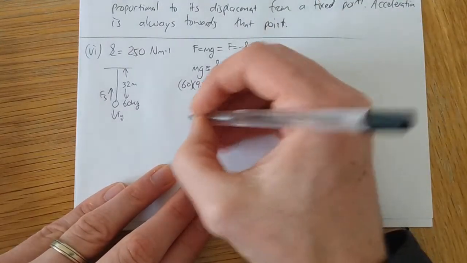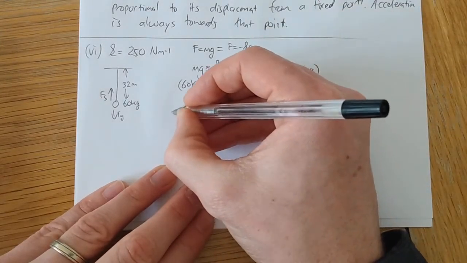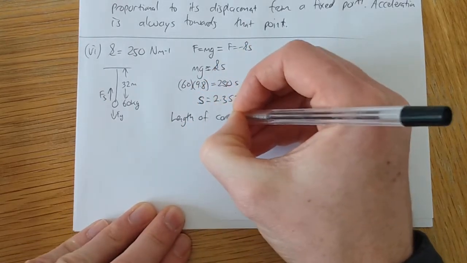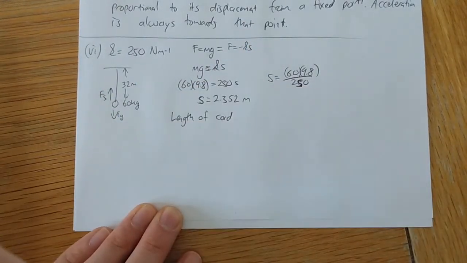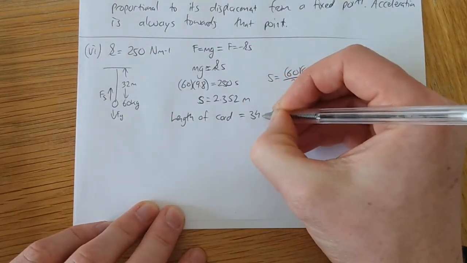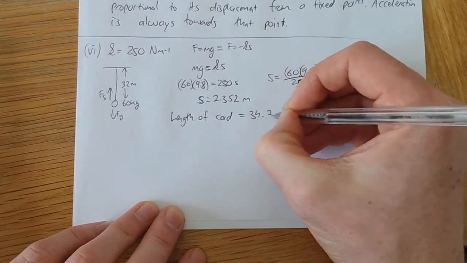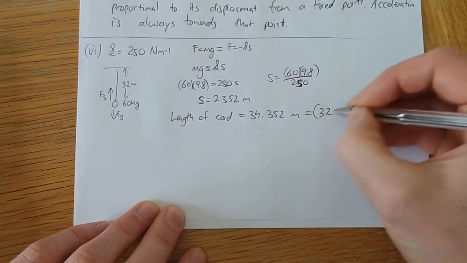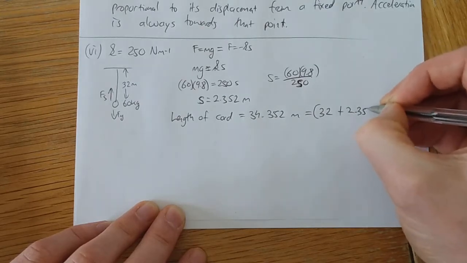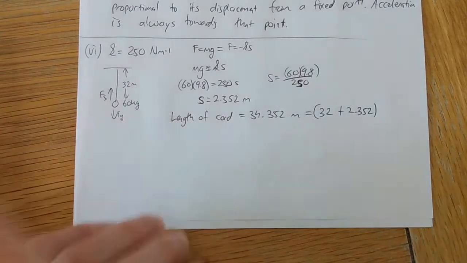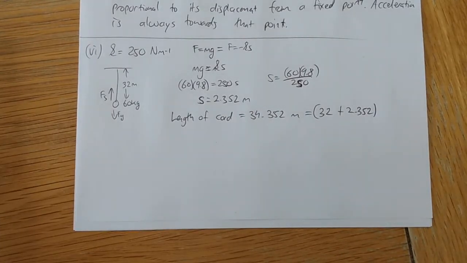The length of the cord is that plus 32, because that was the original length of the cord, which is equal to 34.352 meters. It's the 32 of the original plus the 2.352 that is just stretched due to Henry being on the end of it. After the end of the fall, Henry oscillates with simple harmonic motion.